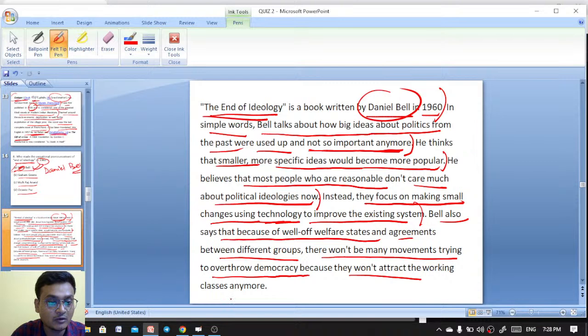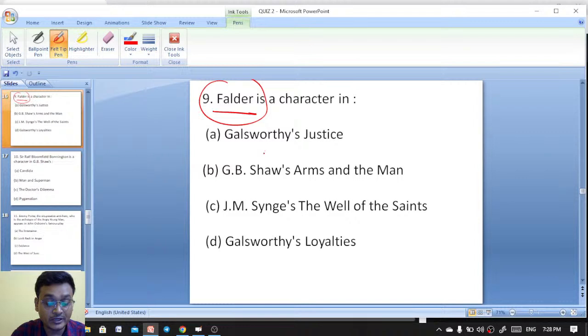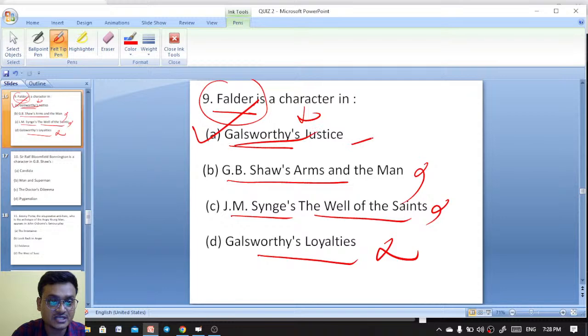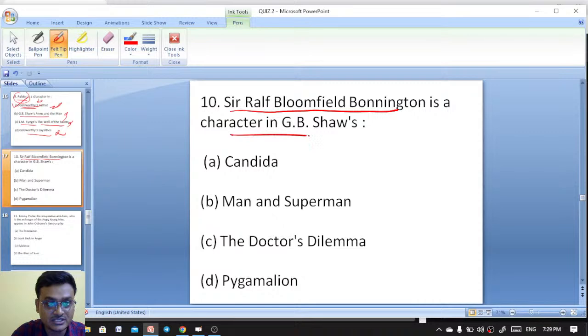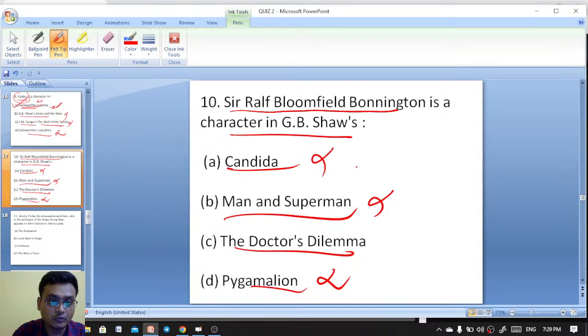Felder is an important character in Galsworthy's Justice, J.B. Shaw's Arms and the Man, J.M. Synge's The Well of the Saints, Galsworthy's Loyalties. So Felder, the character, appears in Galsworthy's Justice. Next question. Sir Ralph Bloomfield Bonington is a character in J.B. Shaw's Candida, Man and Superman, The Doctor's Dilemma, Pygmalion. Bloomfield Bonington appears in J.B. Shaw's Doctor's Dilemma. So C is the right answer.